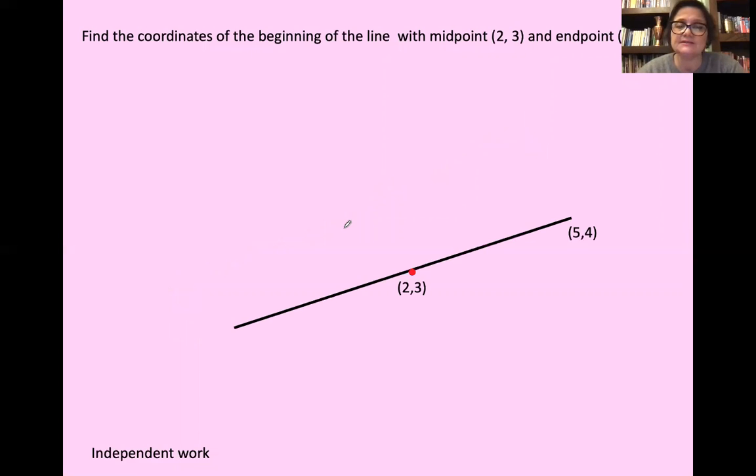And the next one is this one here. Here you need to find the coordinates of the beginning of the line when you have the middle and the end. Here you have to do a little bit of rearrangement. So you need to make x1 and y1 the subject of the formula twice. And here, yeah, this is the end.